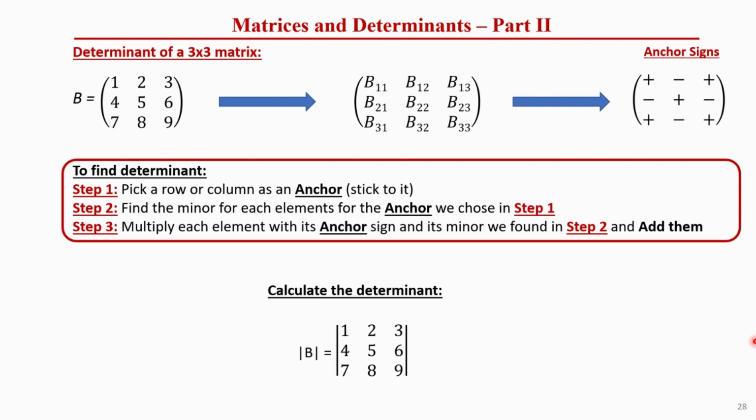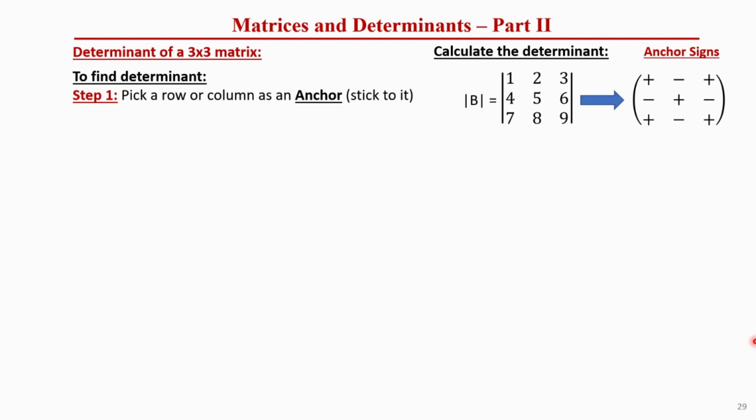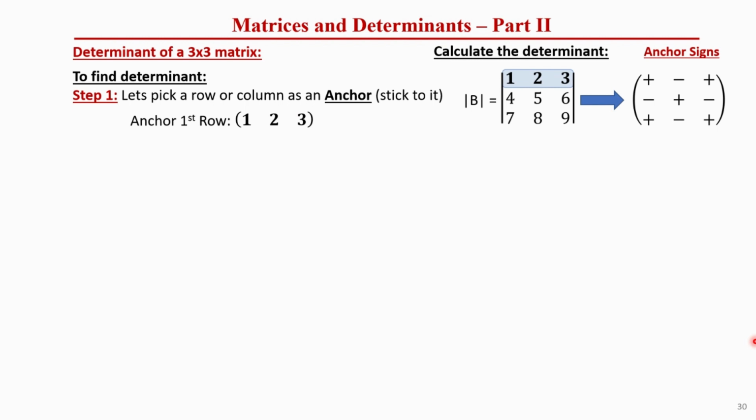Okay, so for matrix B, we want to find the determinant. All right. So the first step is we want to pick a row or a column as an anchor row or column. So let's pick the first row. The first row has elements 1, 2, and 3. That's the first step. You can pick any row you want, but you need to stick to that particular row you pick while you are doing the math. All right.